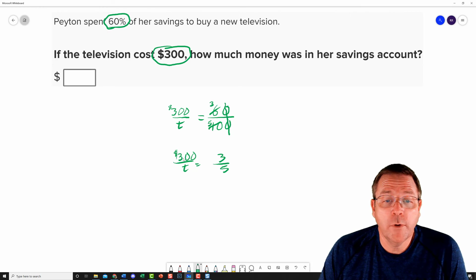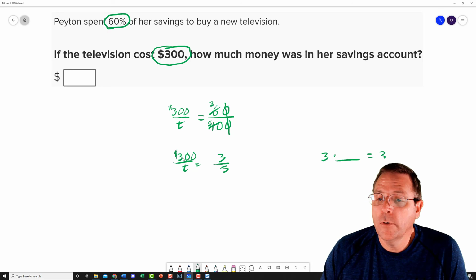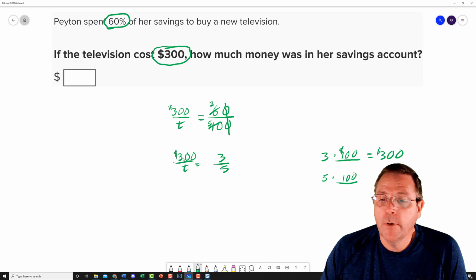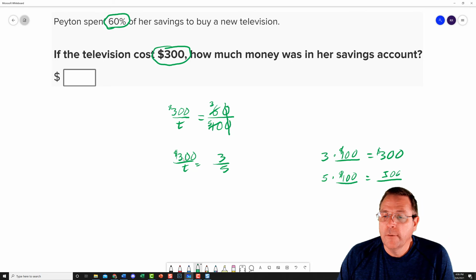So looking at the 3 and the 300, I can say 3 times what number is equal to 300, and that number is going to be $100. So on the bottom, I'm going to have to multiply the 5 times that same $100 to find out the total of 500 right there. So what was the total amount she had in her savings account prior to buying the TV? That was going to be $500.